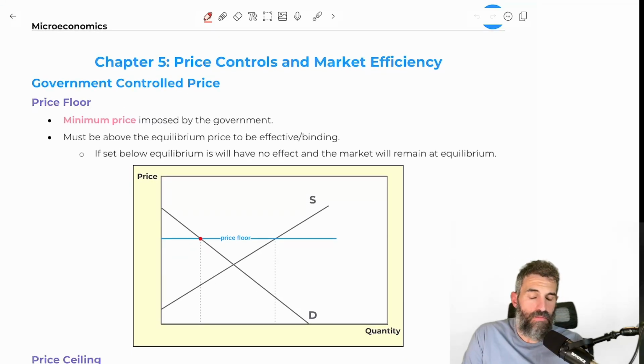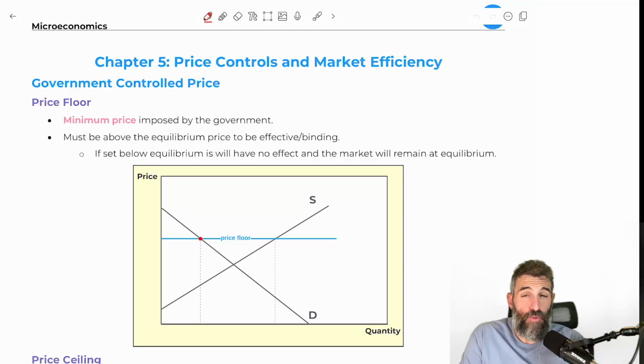First one is a price floor. Very simple. What is a floor? A floor is the bottom. It's where you're standing. You cannot go below the floor that you're standing on, right? So a price floor is really just a minimum price imposed by the government. The government will impose a minimum price whenever they feel like the equilibrium is too low. So they force the price to be higher.